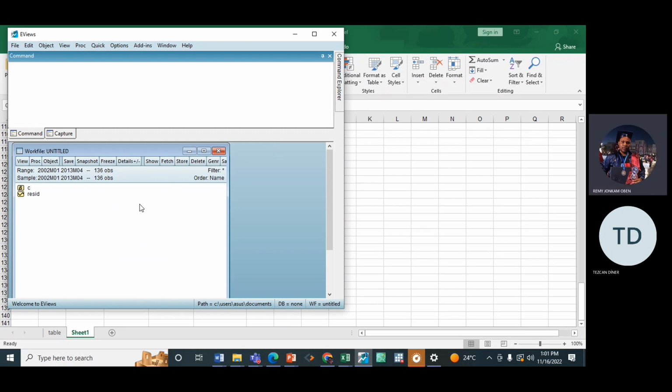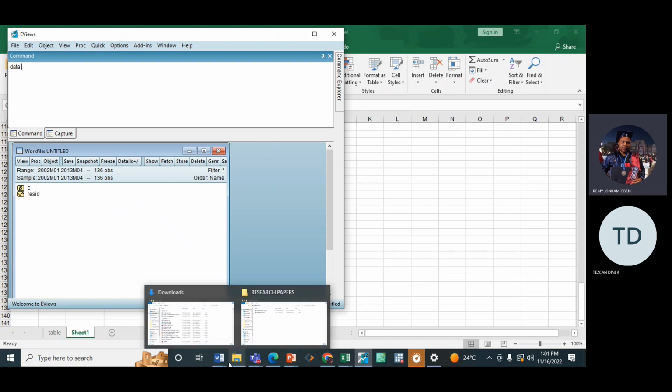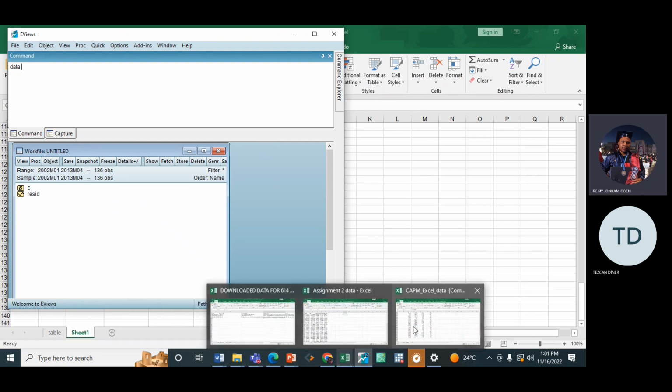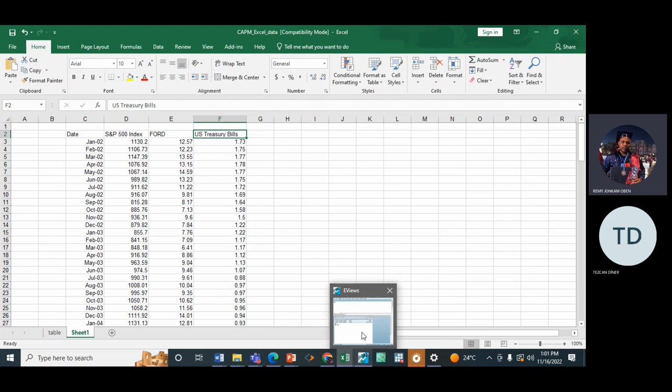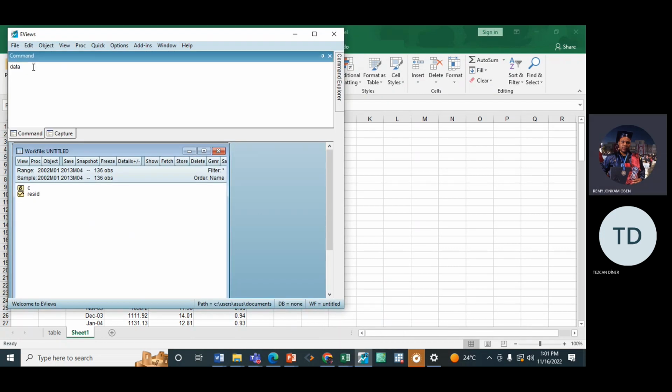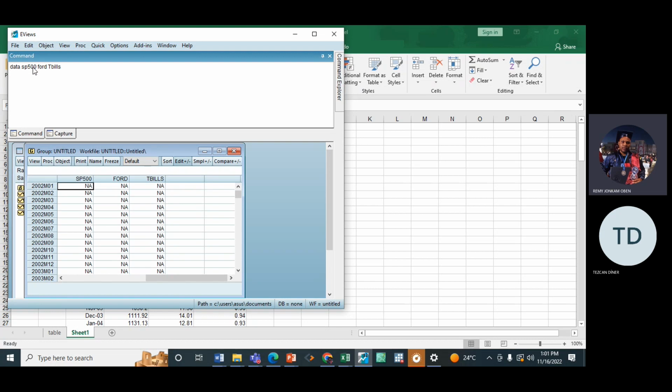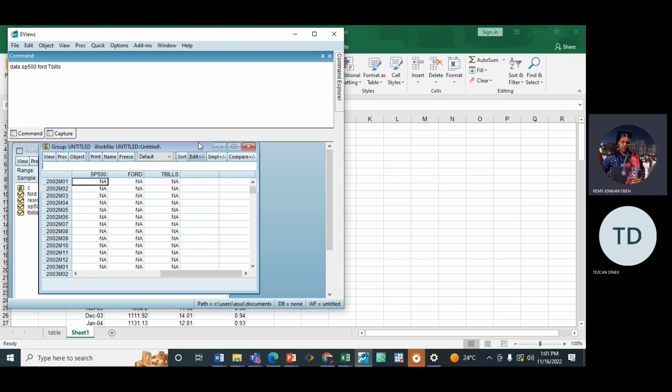So if I do that, now I want to have my data. What is my data? Our data is S&P 500, fourth, and treasury bills, right? So you can use anything here. I'll just write SP500 for S&P 500. I'll write fourth, and I'll write T bills. You can represent it anyhow. So now I have my work file.